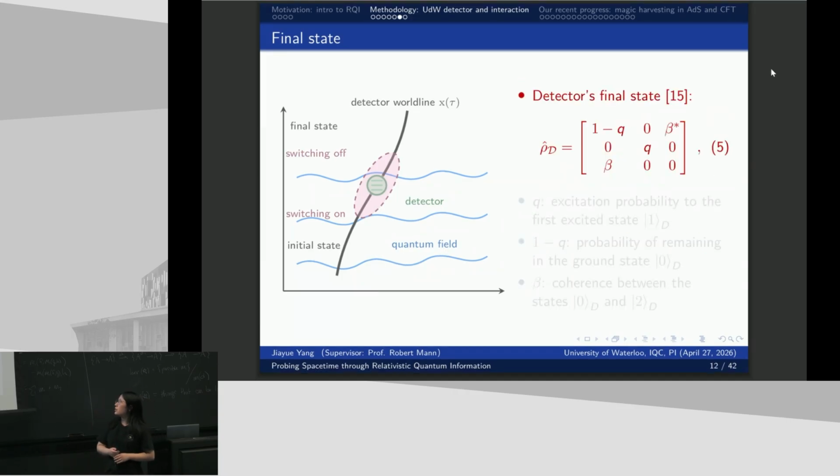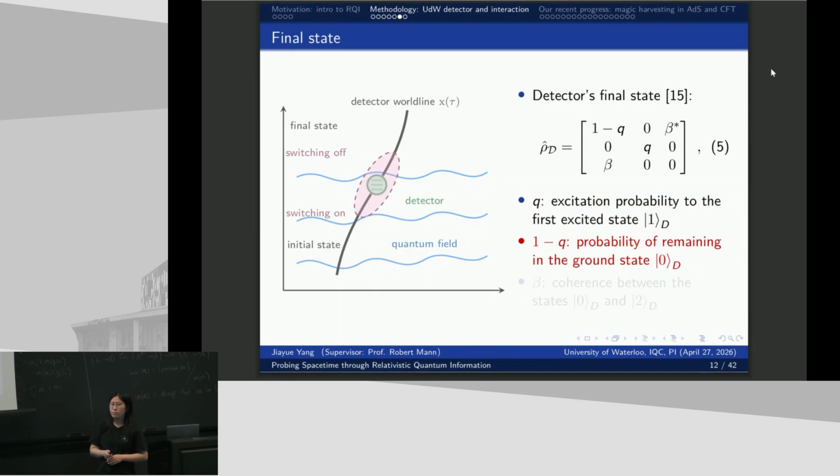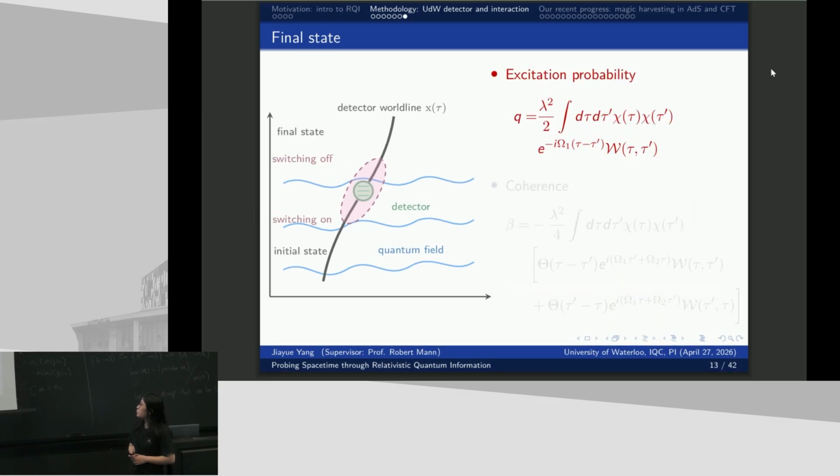The detector's final state is given by this density matrix. It's a 3 by 3 matrix, where Q is the excitation probability to the first excited state, and 1 minus Q is just the probability of remaining in the ground state. And beta means the coherence between 0 and 2. These are the density matrix elements of the detector's final state after tracing out the degrees of freedom of the quantum field. Using perturbation series, this step involves some calculations and the Dyson series.